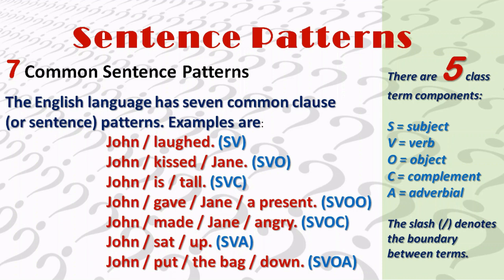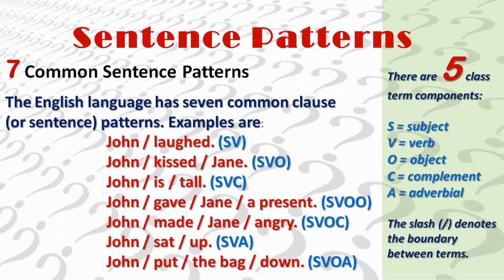If we look at the fourth one here, John gave Jane a present. SVOO, subject, verb, object, object. So John is the subject, gave is the verb, Jane is an object, and a present is another object. And then we have SVOC, John made Jane angry. So John is the subject, made is the verb, Jane is the object, and angry is another complement. It's another adjectival kind of description. It adds information about Jane's state.